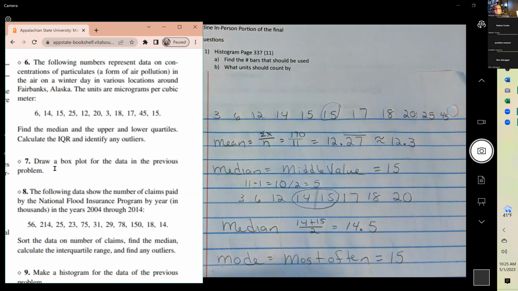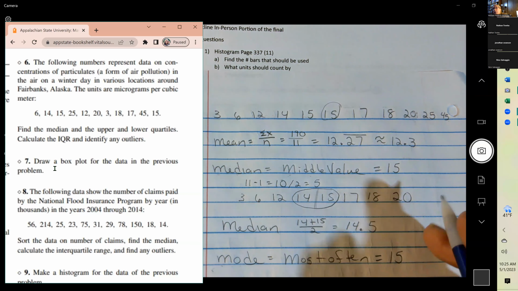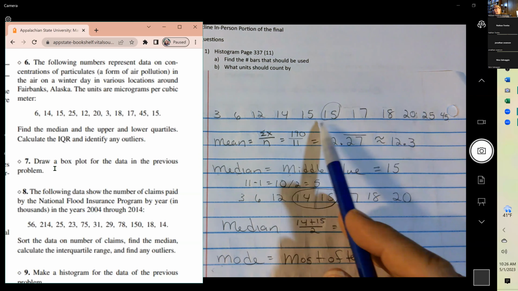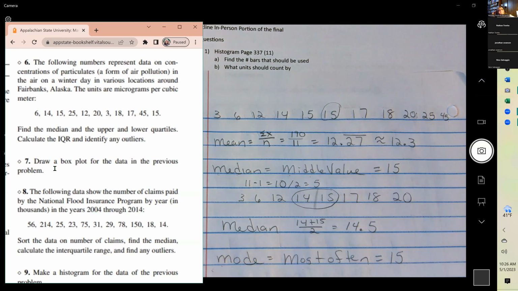If none of them repeat, there's none. If there were also two 20s, then it would be both 15 and 20. So the mode can have no answers, more than one answer, or only one. Any questions on that?